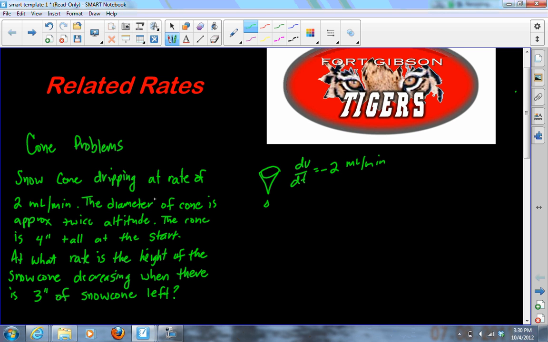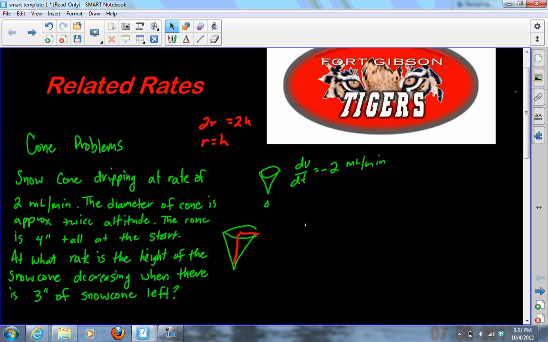The diameter of the cone is approximately twice the altitude. That means from geometry, this cone right here can be thought of as a right triangle. From the center of the cone down and from the center of the cone over, we have a right triangle here, where the diameter, which is twice the radius, is twice the altitude, or the height. So that means that the radius is approximately the same as the height. So we may need that later. Let's keep that in mind. I'll move that up here in case we need it.